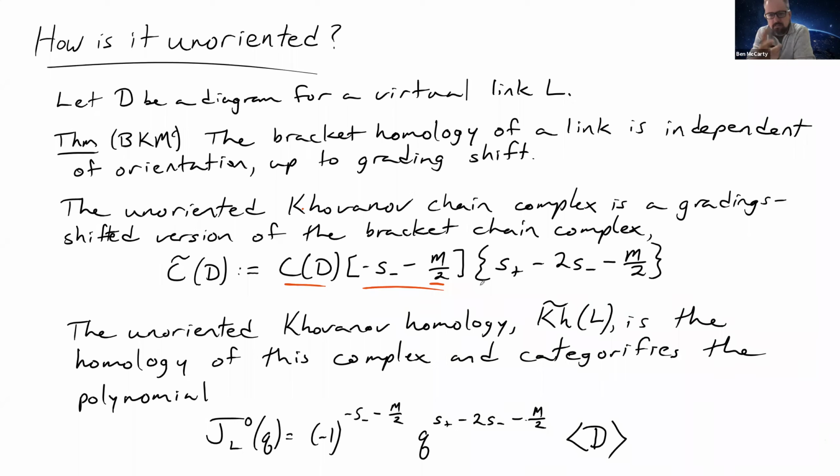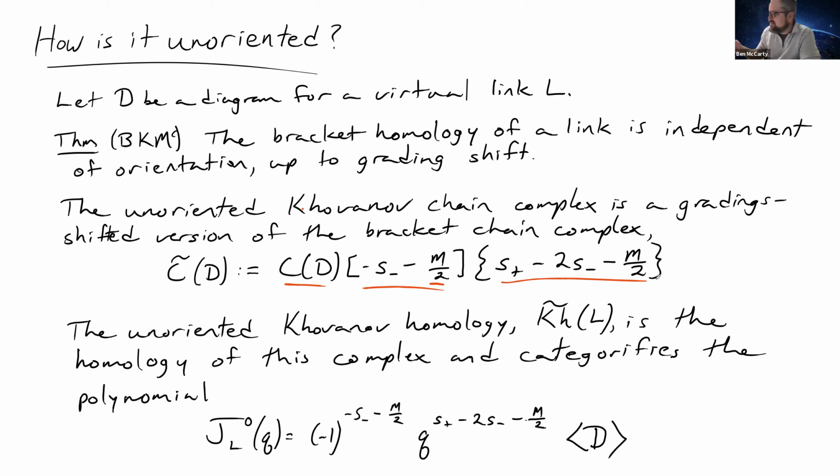Those are the crossings that can possibly change sign depending on how the orientation changes, but the number of them doesn't. To see a description of where these two grading shifts are coming from, go look at Scott's talk. He derives both of these shifts there in terms of talking about the unoriented Jones polynomial.